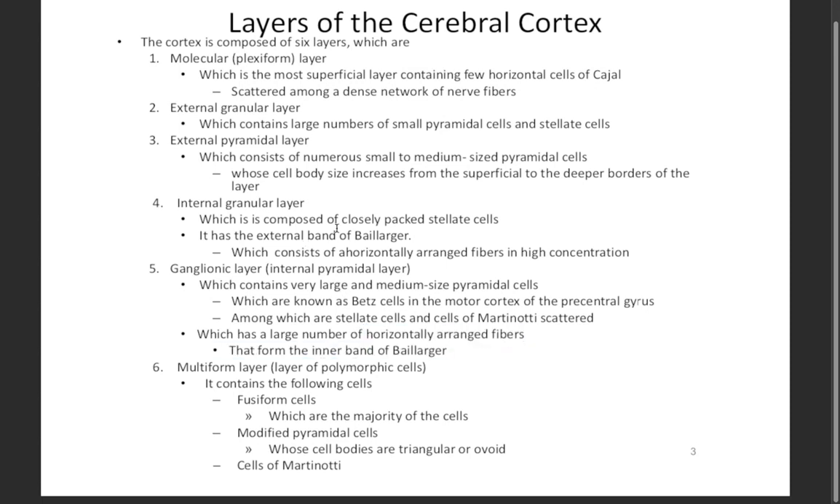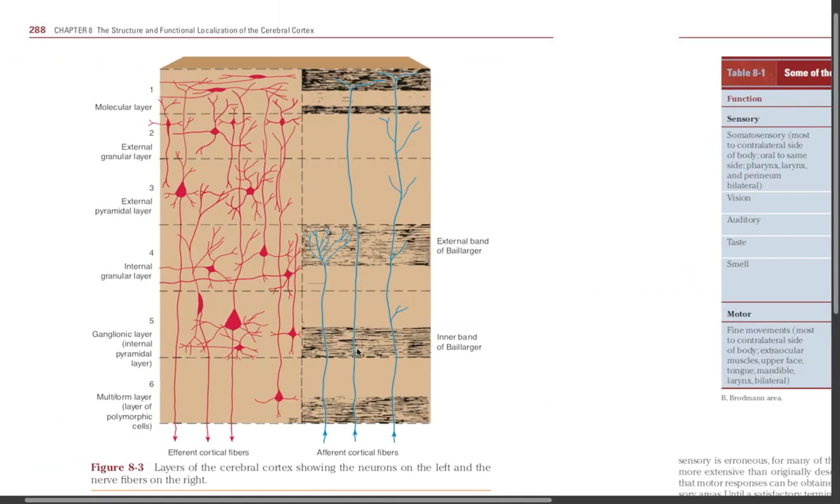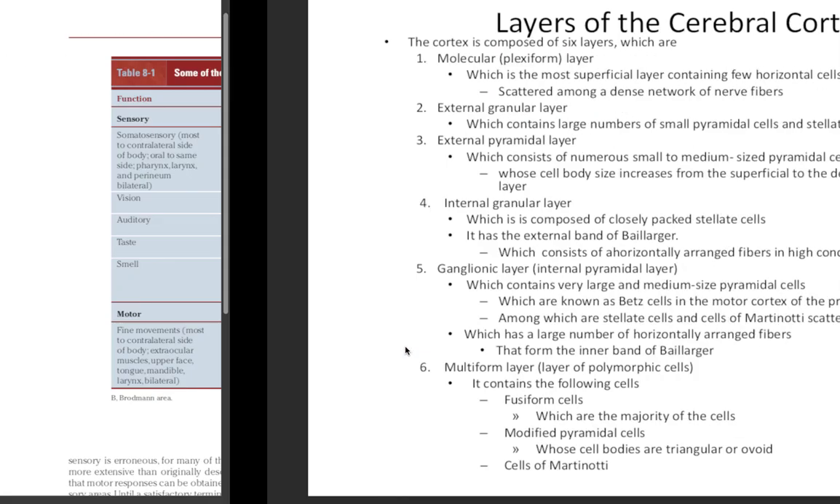Just this is the inner and this is the external. If you just look in here, this is the fifth layer containing stellate cells, Martinotti cells, and the large Betz cells in the motor area of the precentral gyrus, and we will be able to see in here the inner band of Baillarger that contains horizontal fibers.